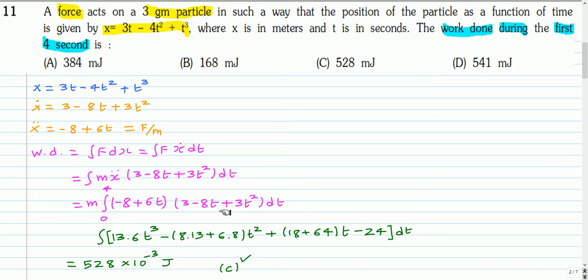These two expressions we can multiply and get an algebraic expression with t cube, t square, t and a constant term. If we integrate this, put in the limits and simplify, we'll get the value as 528 into 10 raised to minus 3 joules. The mass of the particle is given as 3 grams, so in SI units it will be 3 into 10 raised to minus 3 kg. The correct option is option C.